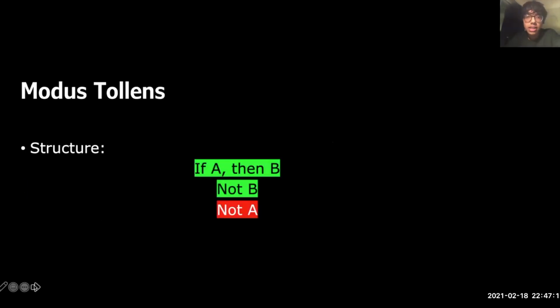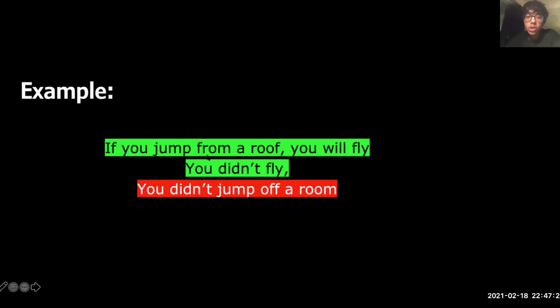Modus tollens is the second type of argument schema. It has a structure: if A, then B; not B; therefore not A. If you jump from a roof, you will fly. You didn't fly, so you didn't jump off a roof. You jump from a roof is A, you will fly is B. You didn't fly is not B, hence not A is you didn't jump off a roof.